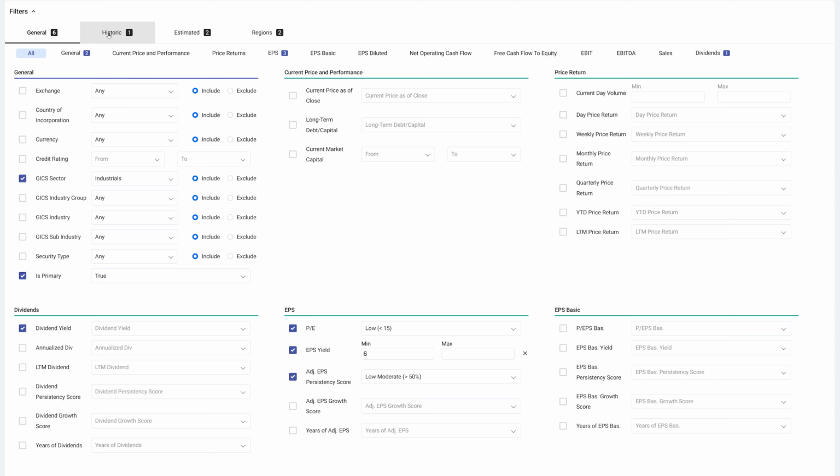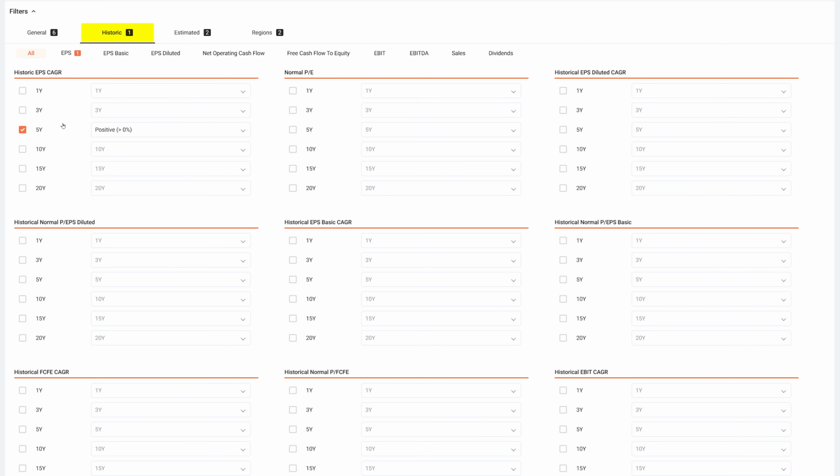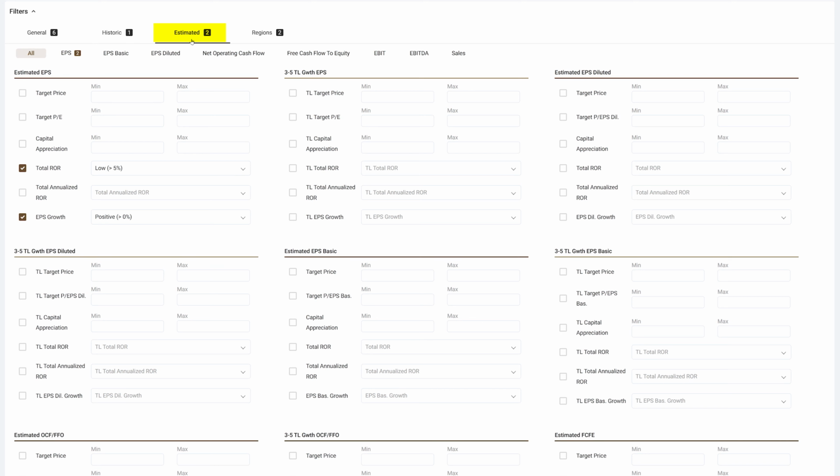Now in the historic, if I click on historic here, I wanted a 5-year positive historical compound annual growth rate of earnings. I just want to see positive earnings. I don't want companies that have a lot of junk. And on the estimated, I had 2 screens. I wanted to see the total return greater than 5%. It's kind of a low bar here, but I wanted to see a total return expectation of at least 5% and earnings growth that was positive going forward.